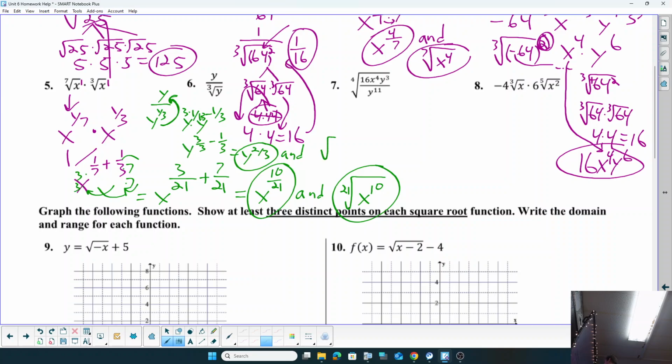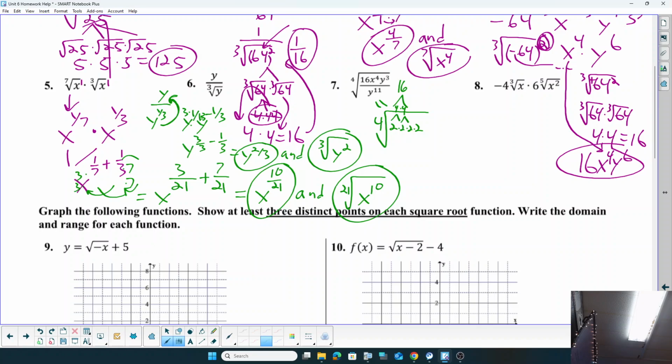And that would be the same as the cube root of y squared. Okay, let's see here. Ooh, number 7. That looks kind of tricky. Let's break it down as much as possible. We're going to do the 4th root of 16. What does 16 break down into? 4 times 4, and that breaks down into 2 times 2 times 2 times 2.